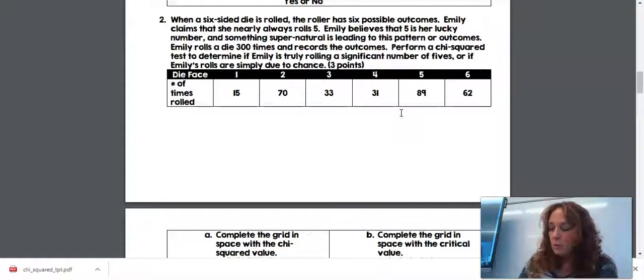So the way our tables are set up, we put the different categories or the conditions that you would find. So you would have the condition of rolling a 1 or a 2 or a 3. So we would set it up this way. You would have 1, 2, 3, 4, 5, 6.